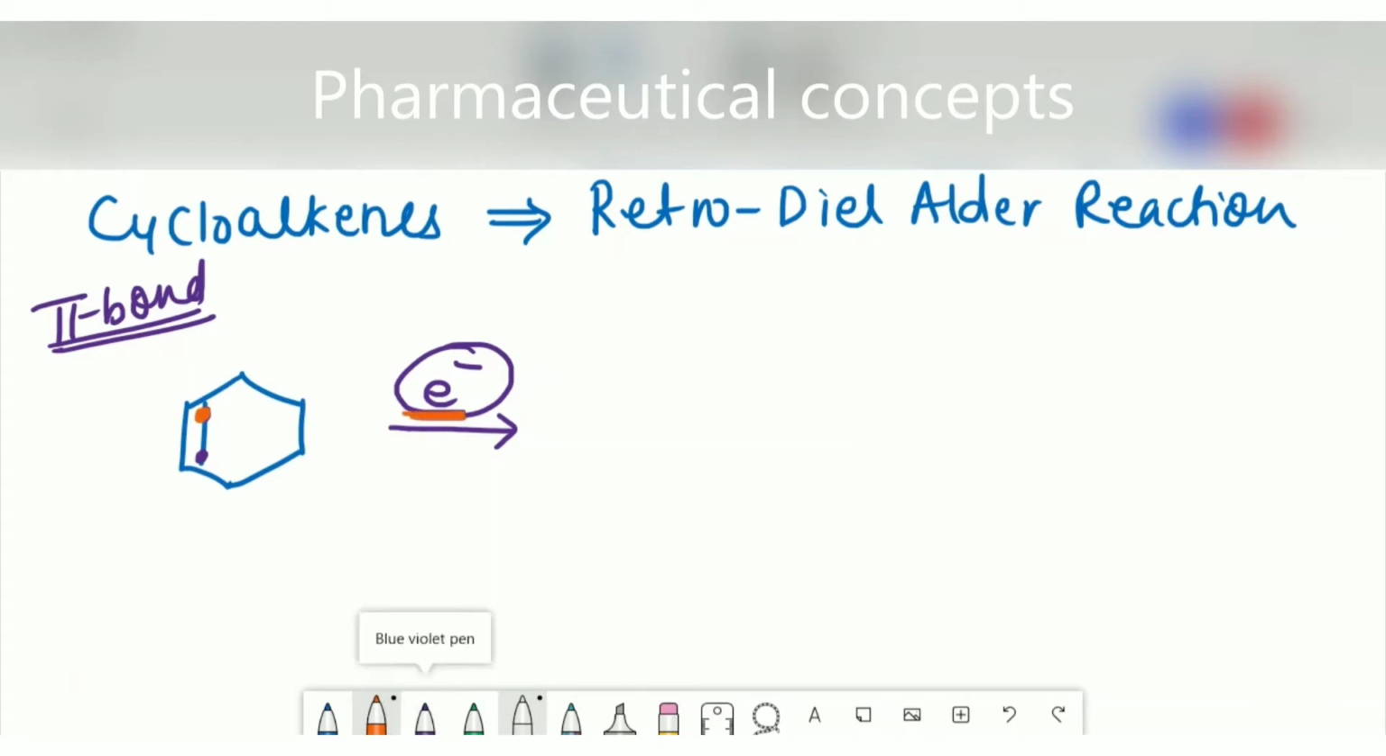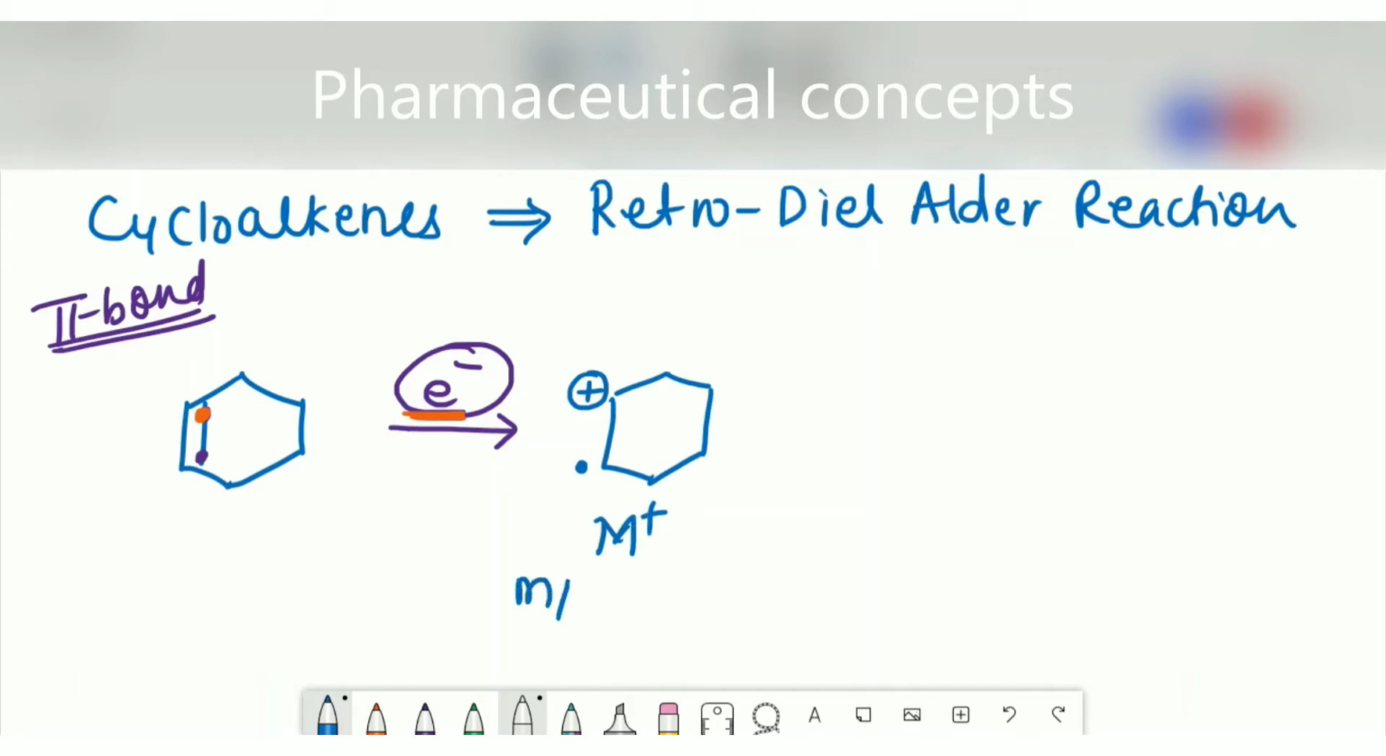Then how will the structure look? In that case, I am rewriting my sample structure. So this electron is gone. That means a positive charge is appearing over here, and this electron is here. So this is the molecular ion with m/z value 82. Now this molecular ion will further undergo fragmentation by homolytic cleavage.